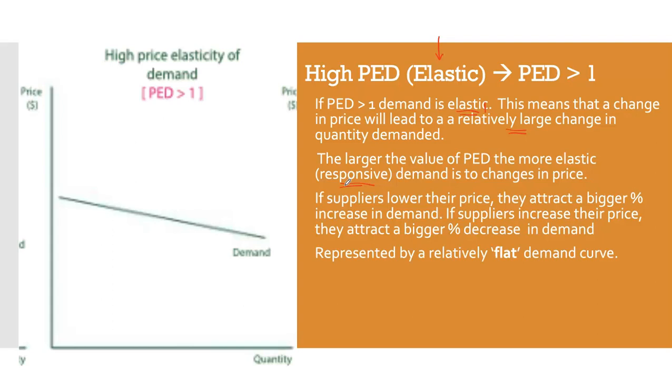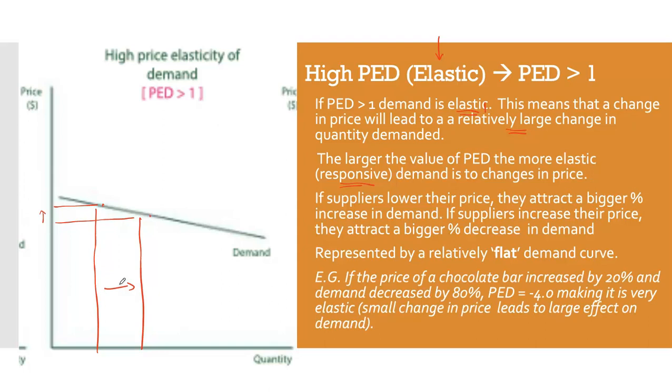This is represented by a relatively flat demand curve. Why? Because relatively small changes in price, so for example, a relatively small increase in price here leads to a bigger change in quantity. And that's why it is a relatively flat demand curve.